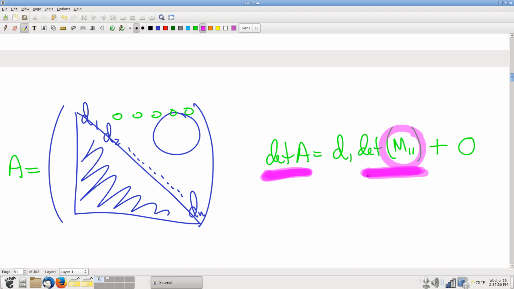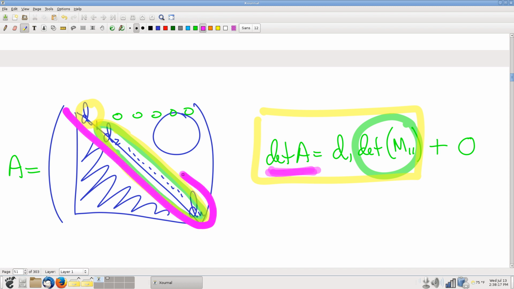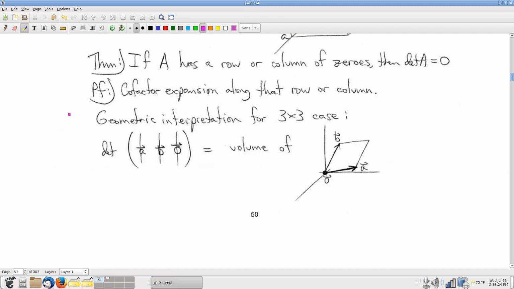If this determinant here is the product of these diagonal entries, then this formula says the determinant we're looking for is that times that, and therefore the determinant we're interested in is also the product of the diagonal entries. Okay, so it's a very nice little proof.